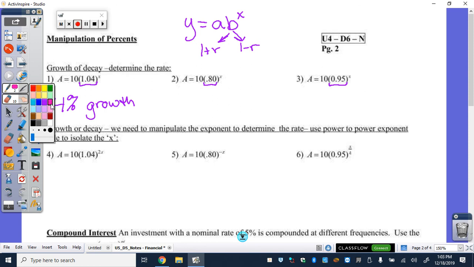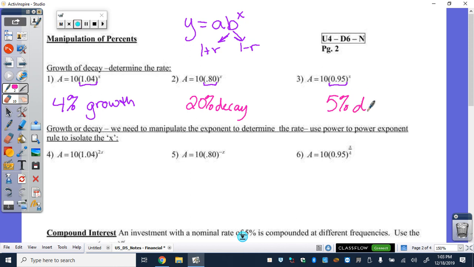So for the decay, what you have to remember is you have to figure out how much did it go down by from 1. So for this one, it was 0.80. So as some of you have already said, this one was a 20% decay. And then number 3 would be 5% decay. The decimal form of it would have been, but it's actually 5%.